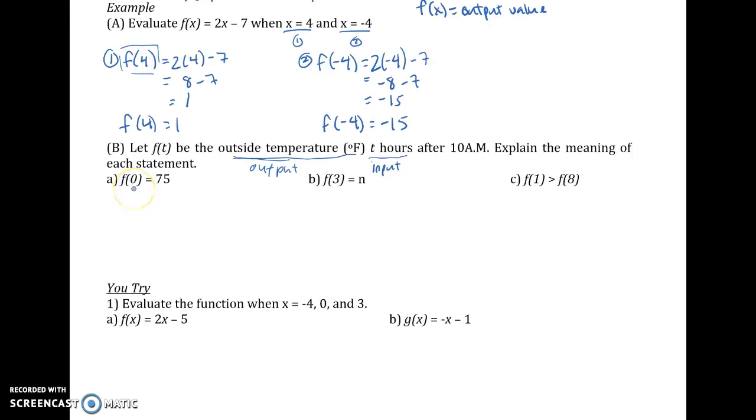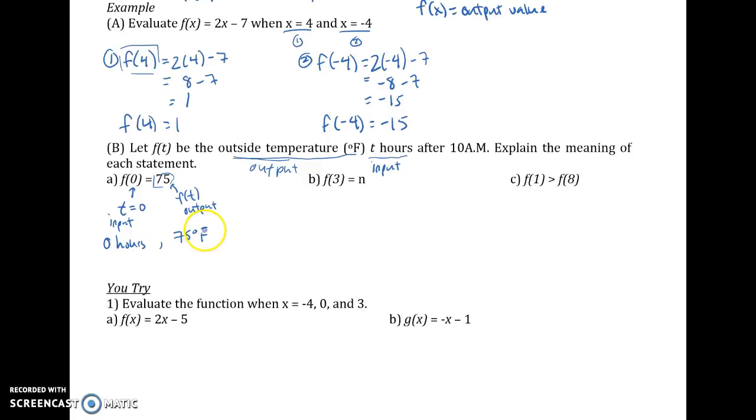So again, we want to think, what did I plug in as my input value? So this means t equals 0, okay? And remember, the output is the outside temperature. So f of t, this is going to be f of t, which is my output, right? Input and output. So my input was hours, so we're looking at 0 hours, and then 75 is 75 degrees Fahrenheit.